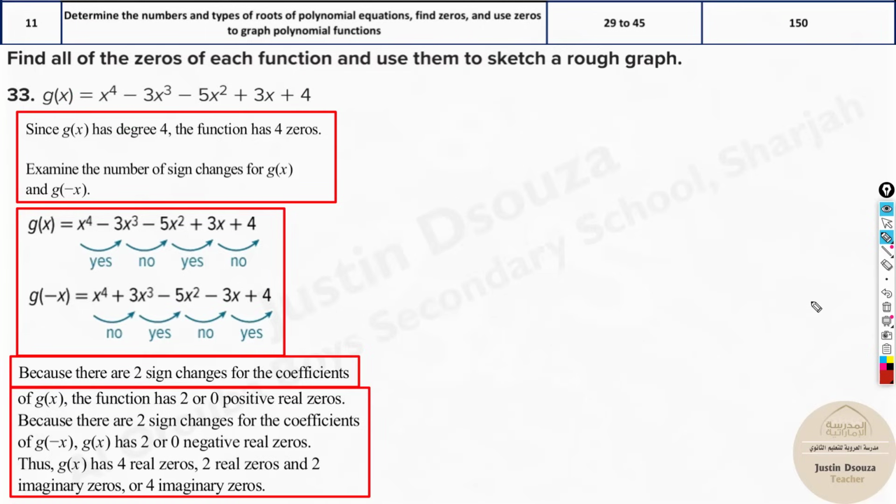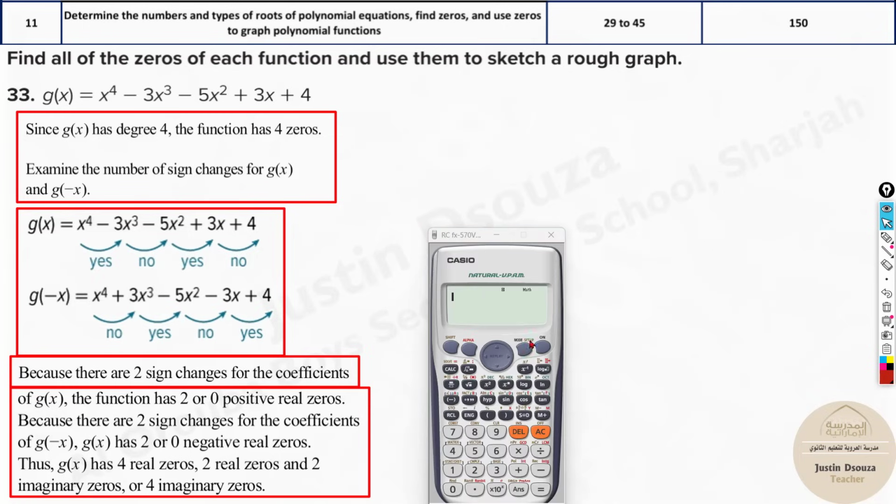Now in such cases, most probably this won't be asked in the exam because you need a graphing calculator exactly to graph this. And even if they ask you, which is a very, very rare case, I'll tell you how we can solve it. To start solving, we need our calculator. Let's go to mode and 7 for table.